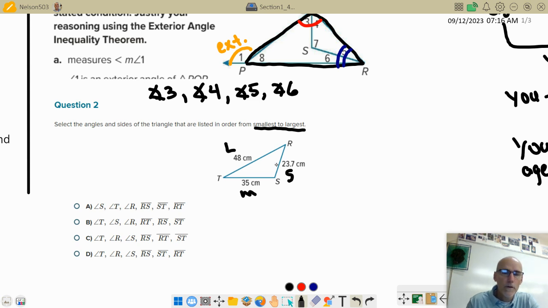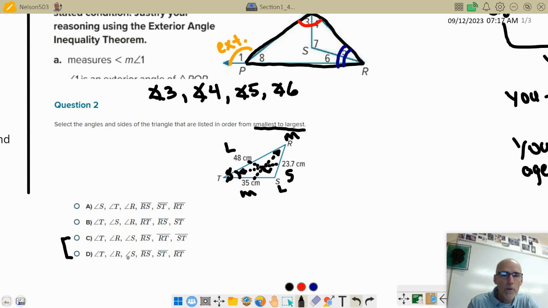So across from the smallest side has to be the smallest angle. This guy right over here has to be the smallest angle. So I'm going to put like an S right here, smallest angle. Across from the medium side length is the medium angle. This is the medium angle up here. And across from the largest side has to be the largest angle. So if we're looking for angles in order from smallest to largest, we're going to go TRS. So which one has TRS? Well, this one does right here. These two both have TRS, don't they?